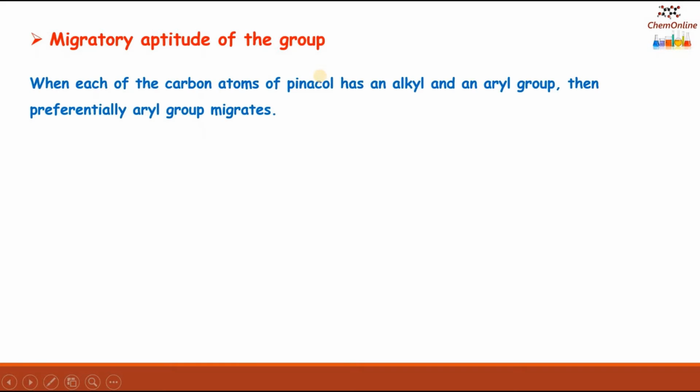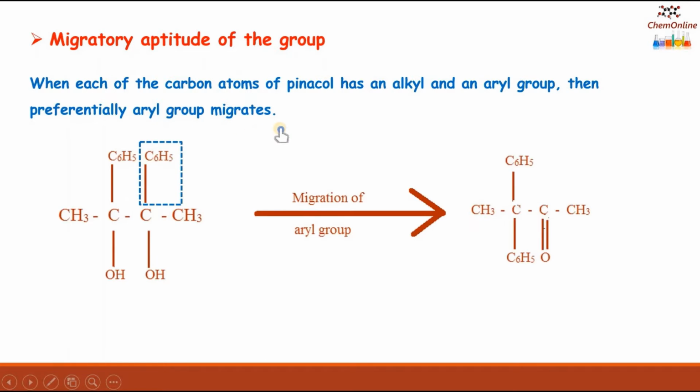There is also another factor that determines the formation of the product, and that is the migratory aptitude of the groups attached to the carbon atoms. When each of the carbon atoms of the pinacol has an alkyl and an aryl group, then the aryl group preferentially migrates. For example, here we have two carbon atoms which are substituted identically, but each carbon atom has a methyl group and a phenyl group, so an alkyl and an aryl group. If this is the situation, then the phenyl group will migrate in preference to the alkyl group.